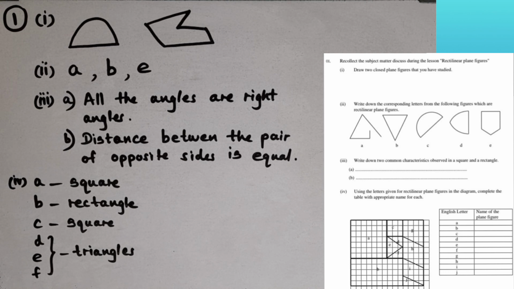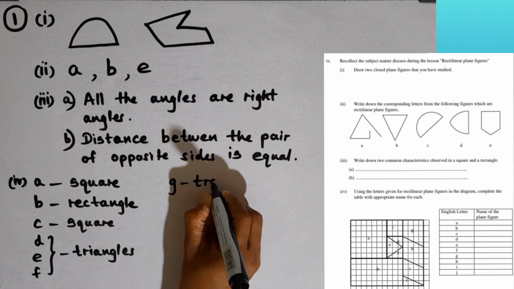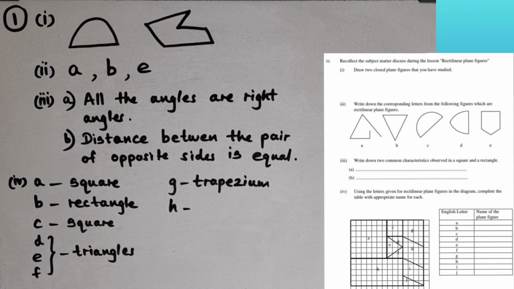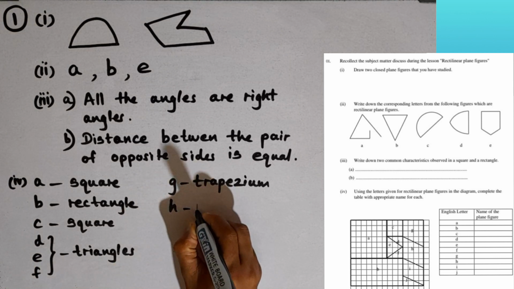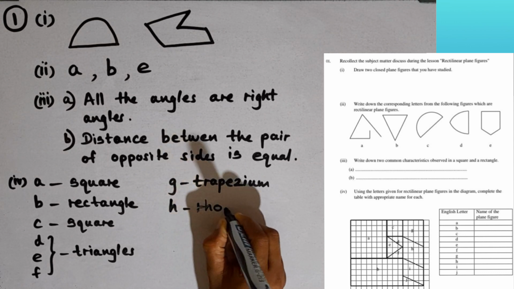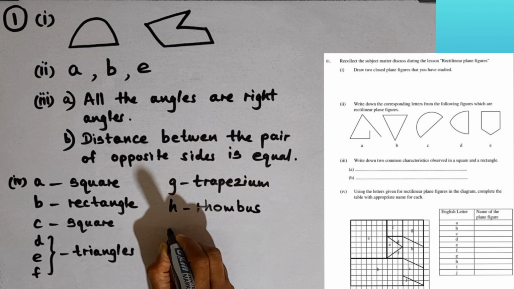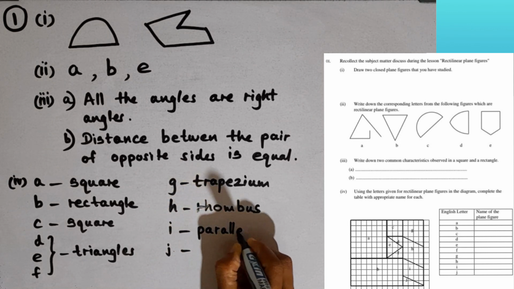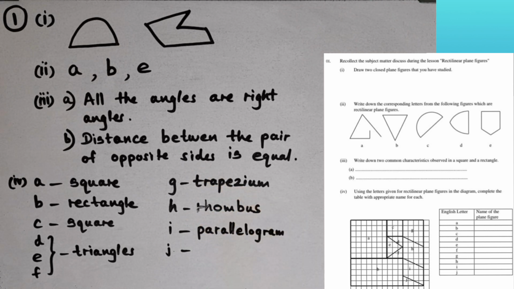Then G. G is a trapezium. Then H. H, what is the type? In H, all the sides are equal in length. So H is a rhombus. The name of the figure is rhombus. Then I and J. I is a parallelogram. Then last one, J is a triangle.